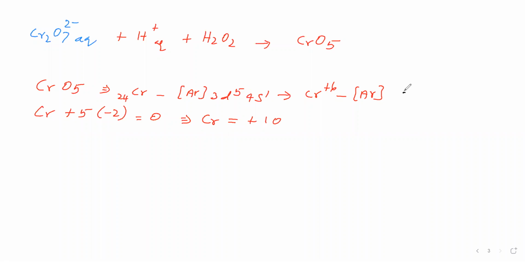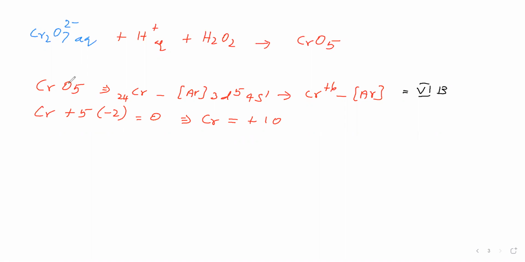Its group number is 6B, so chromium can exhibit a maximum +6 oxidation number. Here we are getting +10, which indicates that we have made a mistake. The mistake is that we considered all the oxygens as oxide. This reveals that all the oxygens are not oxide; some are peroxides.